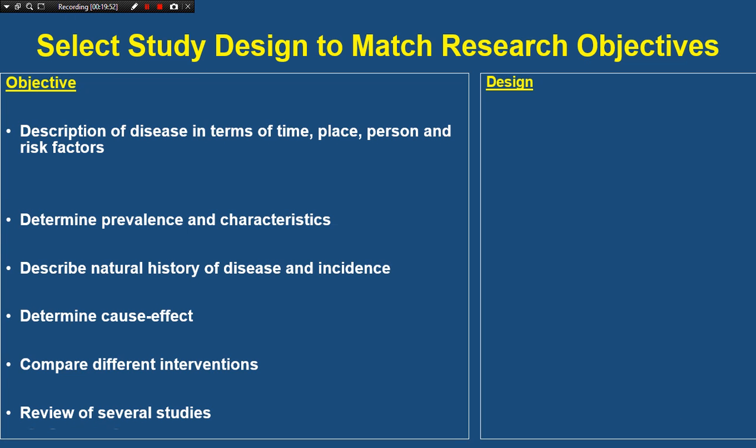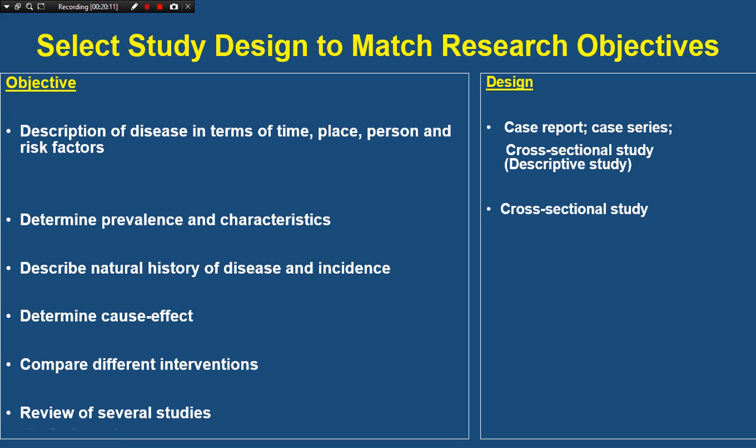Okay, now the quiz. Description of disease in terms of time, place, person and risk factors can be the descriptive study. Determine prevalence and characteristics of disease: cross-sectional study. Describe natural history of disease and incidence: cohort study or longitudinal study. Determine cause and effect: cohort or case control study.